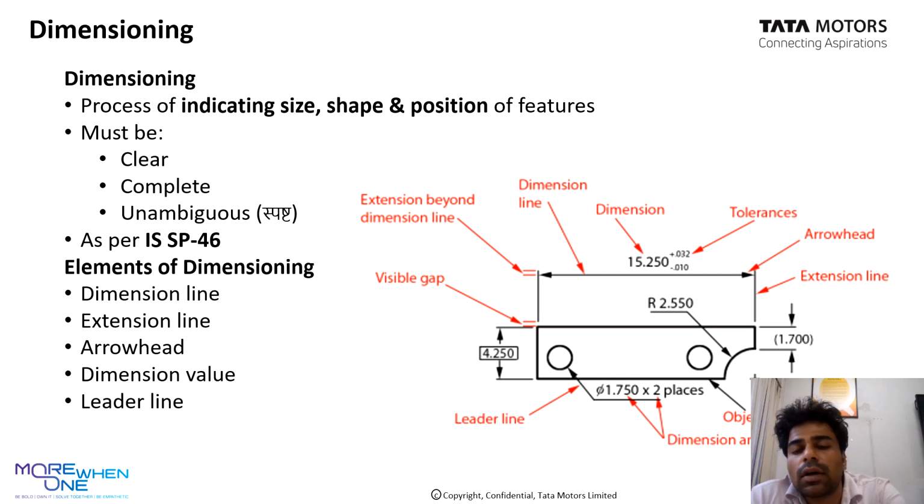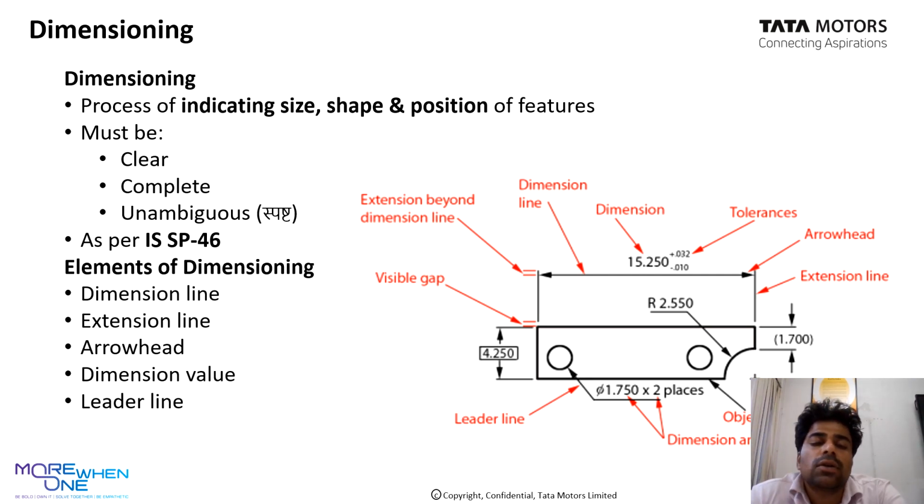This symbol you need to learn, and it will be used again and again in most of the drawings. Also you need to remember the R 2.55, where R is the radius of this circular cut. So you need to remember the R and the diameter symbol. It will be very useful. Then you can also see 4.25 written over here. It is written inside a box.